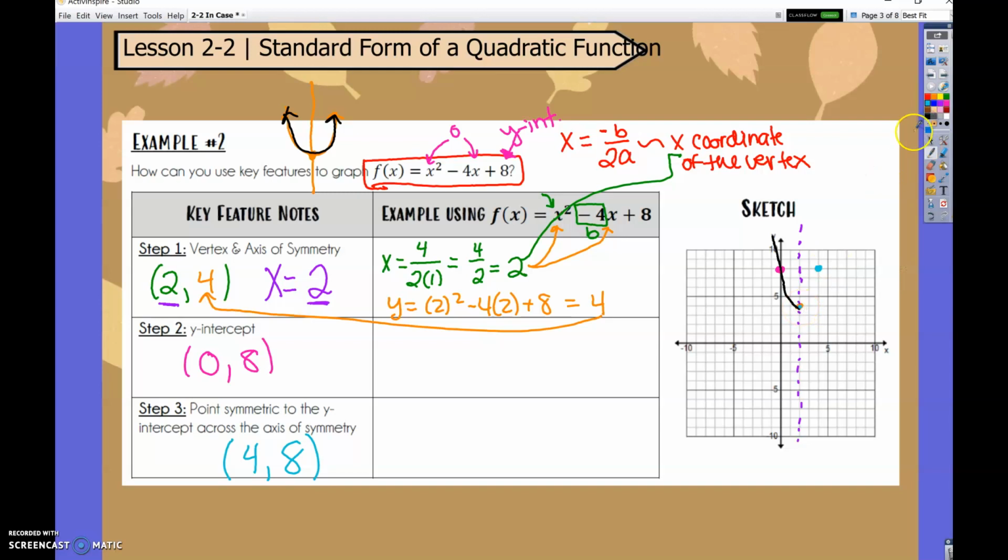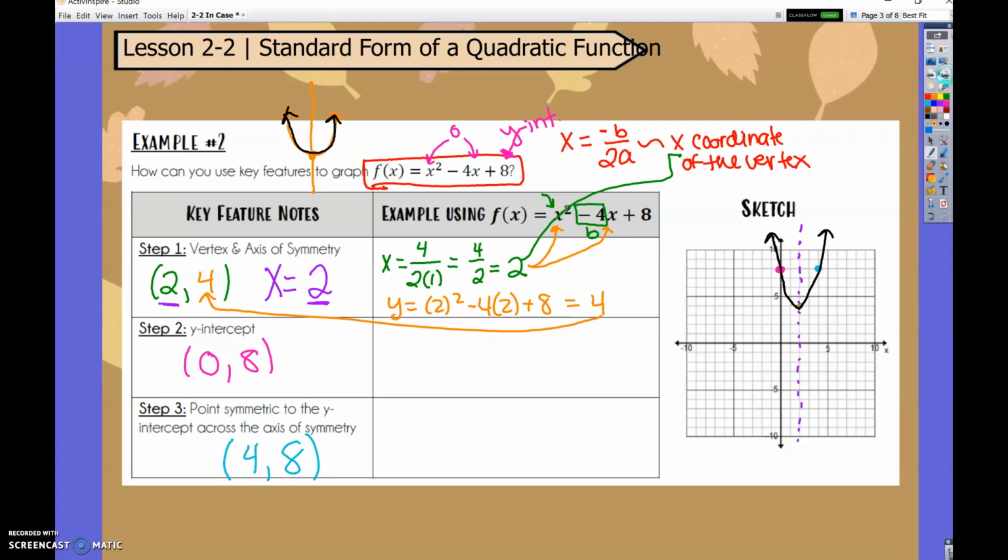So I could now continue my parabola, and I have the sketch. Again, we know it opened upward. We knew our line of symmetry and our vertex from our box right here, and I got this last point by creating a mirror over that line of symmetry. This is how you would want to sketch any standard form quadratic function using the key points.